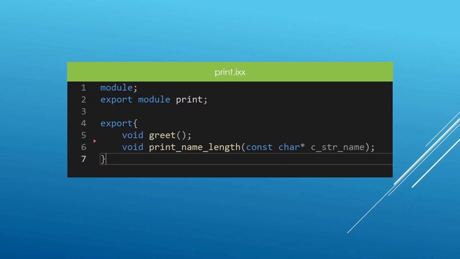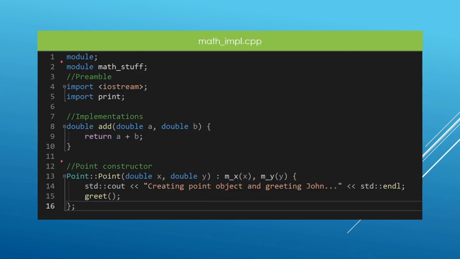And we have the print interface file. Notice it is a new interface that we are introducing because we have the declaration here, export module print. Don't forget the semicolon here. And it is going to export the two methods that we have here, greet and print name length. And we can set up implementations for these interfaces.